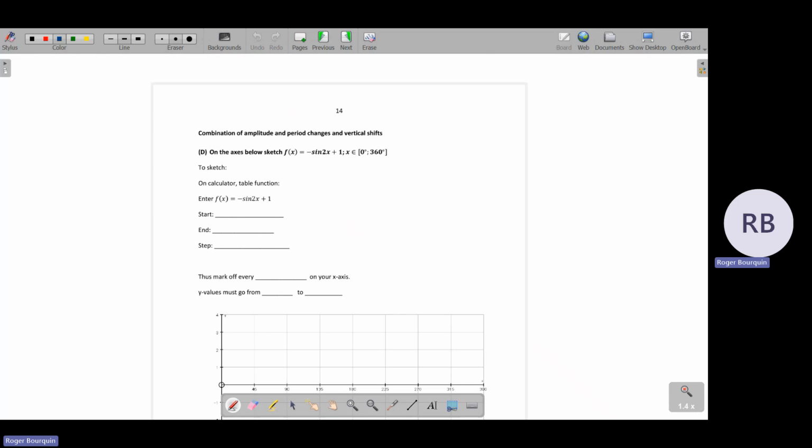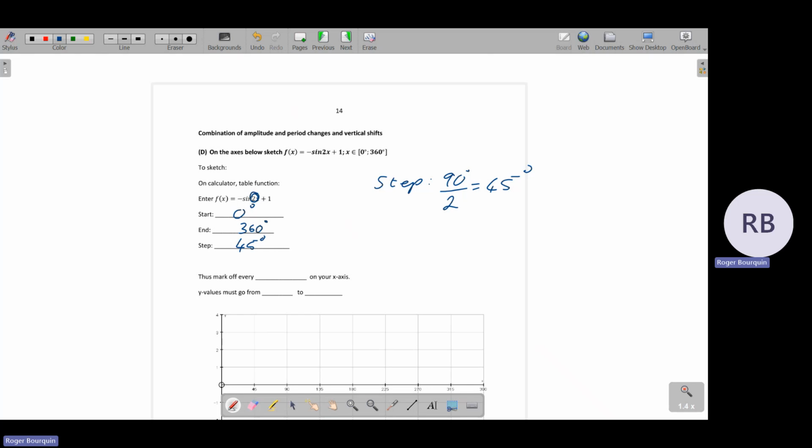Okay, right. So what's the start? Well, they tell you where to draw it between, right? So start is 0, end is 360. What's the step? Careful. Why? Because of this 2, right? So your step is 90 divided by 2, which is 45. This graph is going to have been compressed by a ratio of 2, right? So your step is 45. It's this number over here that affects it, right?